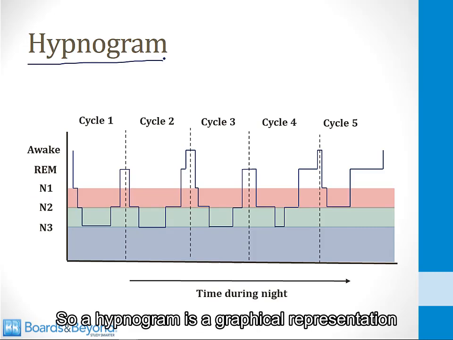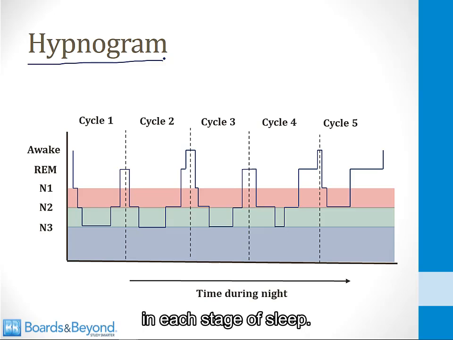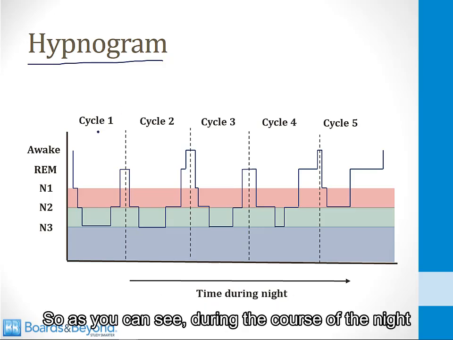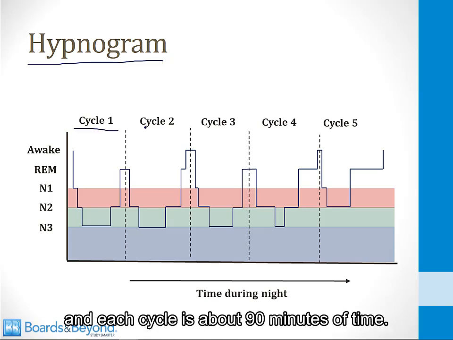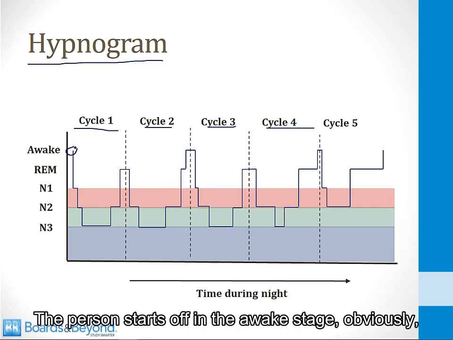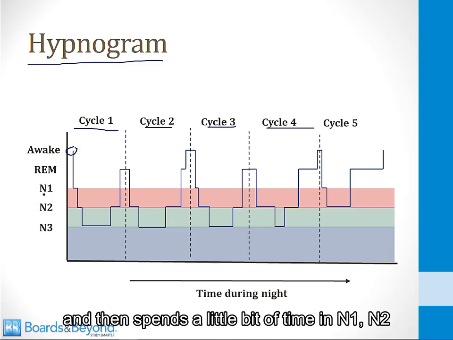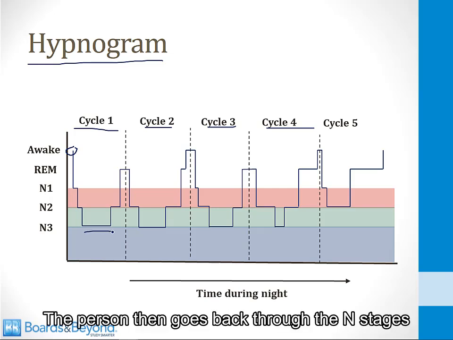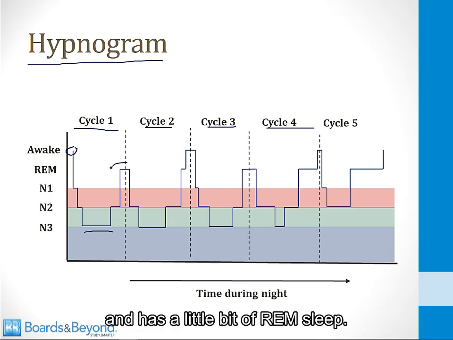So a hypnogram is a graphical representation of the amount of time a person spends in each stage of sleep, and shown on the screen is an example of a normal hypnogram. So as you can see, during the course of the night, a person goes through multiple cycles, and each cycle is about 90 minutes of time. So let's look at the first cycle. The person starts off in the awake stage, obviously, and then spends a little bit of time in N1, N2, and then finally N3.